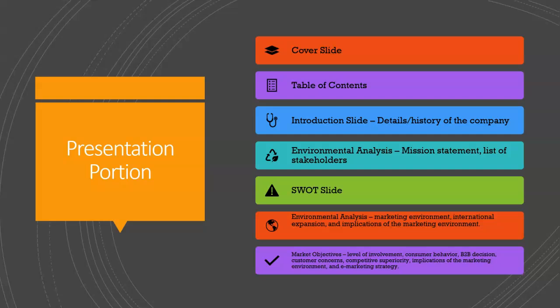The next slide should be market objectives, level of involvement, consumer behavior. If it's a B2B business, what are the decisions they make, how do they make them, what are the customer concerns, competitive superiority or inferiority, implications of the marketing environment, and e-marketing strategy.